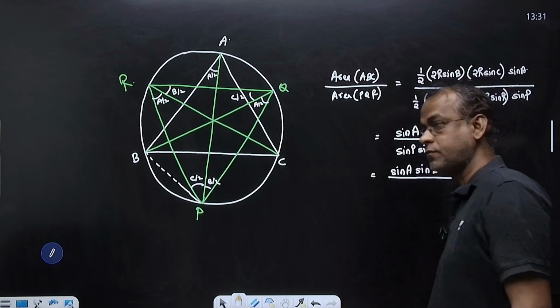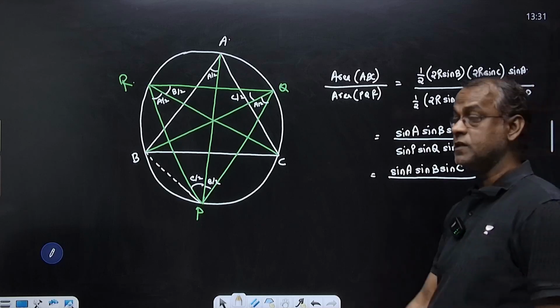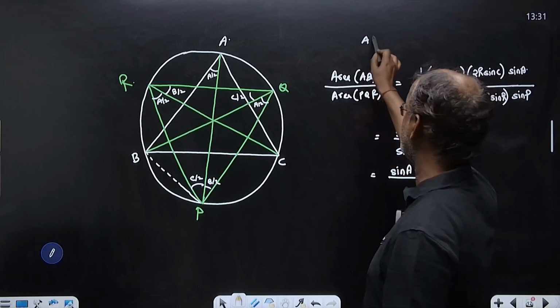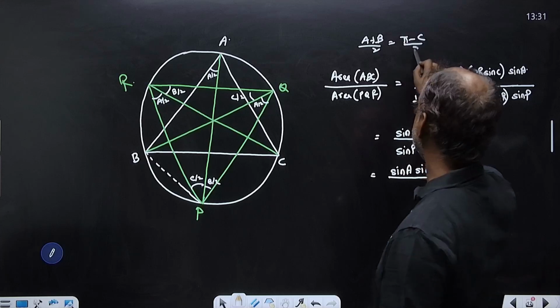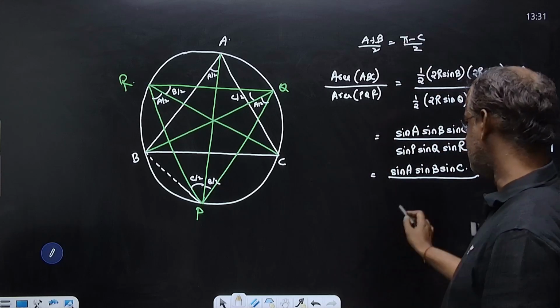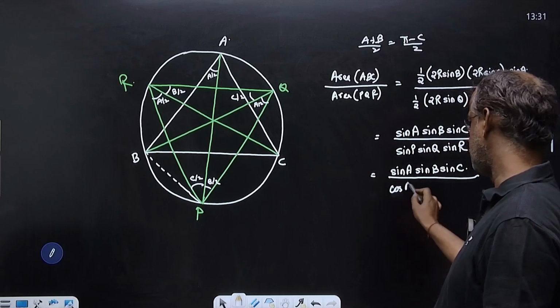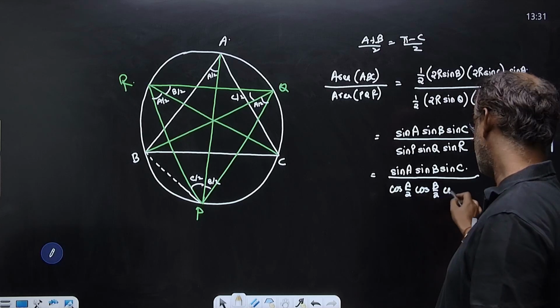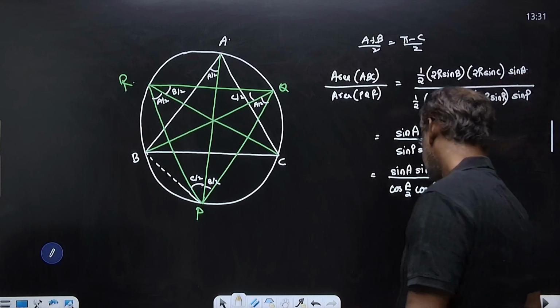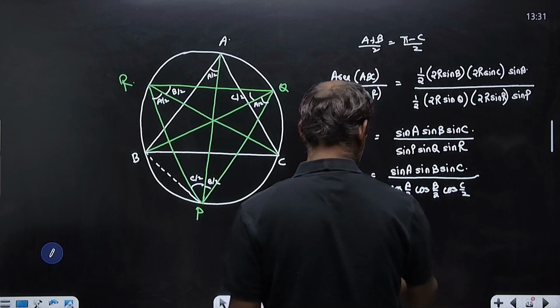Upon sin A plus B, see A plus B by 2 is sin pi by 2 minus C by 2. So cos A by 2, cos B by 2, cos C by 2. This is 8.